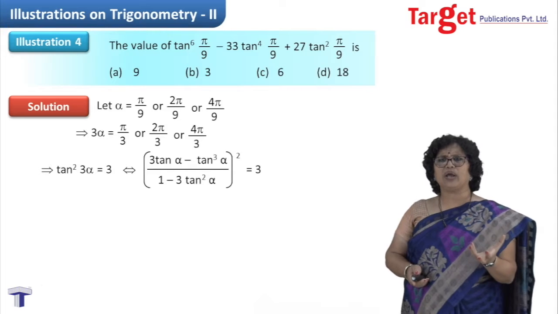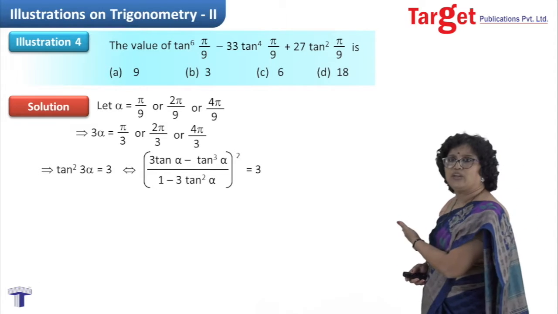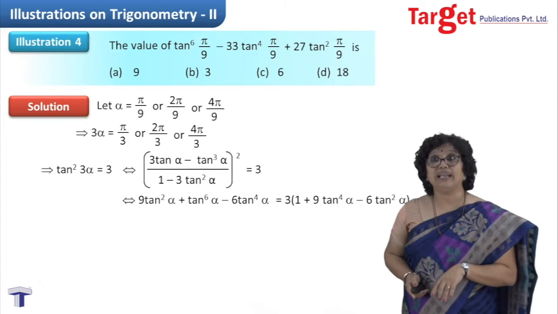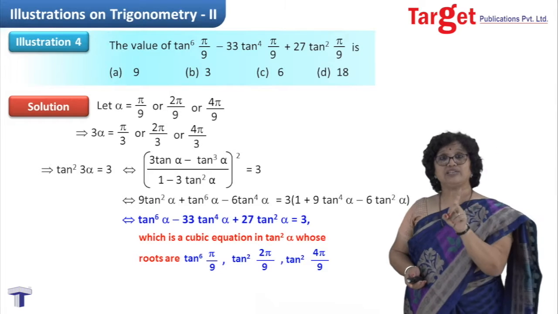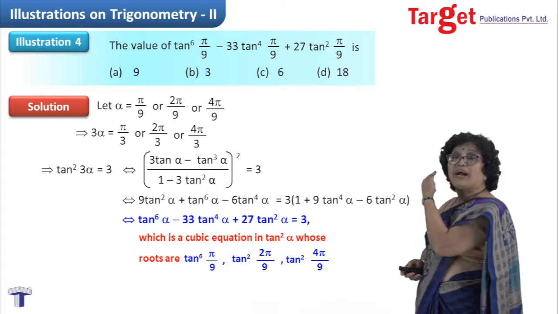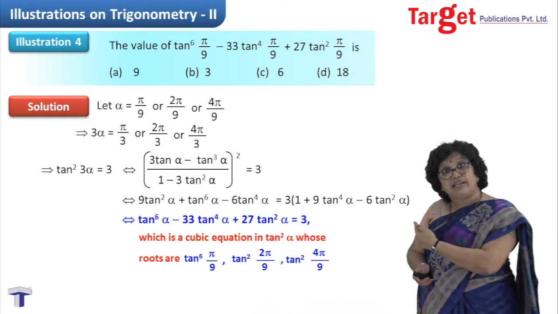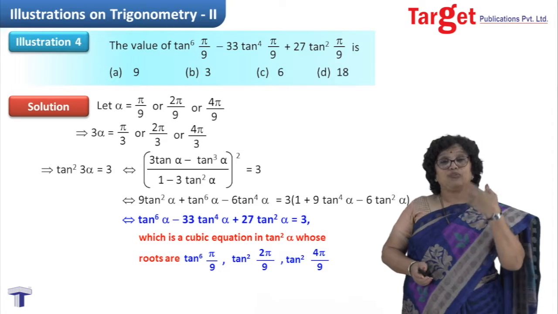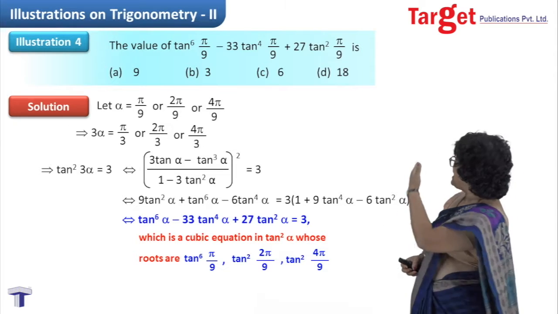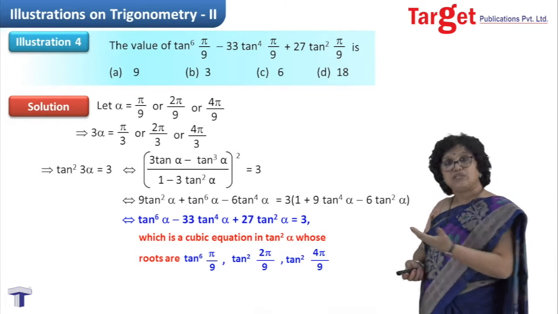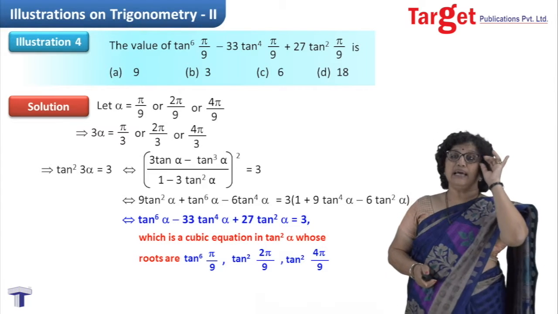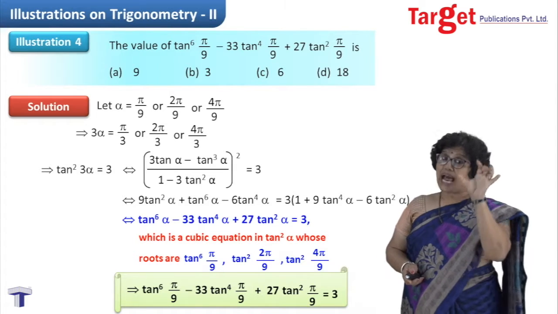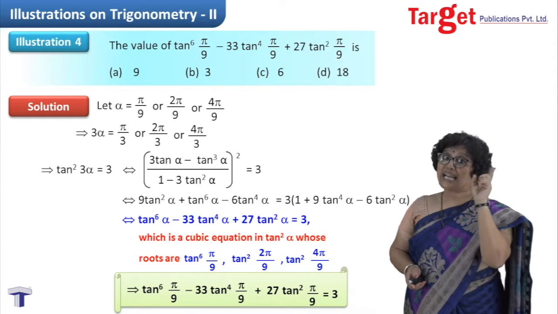Now substitute the formula for tan 3 alpha, that is (3 tan alpha minus tan cube alpha) upon (1 minus 3 tan square alpha), whole square, equal to 3. Now simplify this and you will get a 6th degree expression on the left, that is tan 6 alpha minus 33 tan 4 alpha plus 27 tan square alpha, and the constant one I have kept on the right only because all those coefficients are also matching. That minus 33 is already there, 27 is already there. That means you have already found your answer, and the answer is nothing but 3. So the correct option is B, realizing that it is a cubic equation in tan square pi by 9.